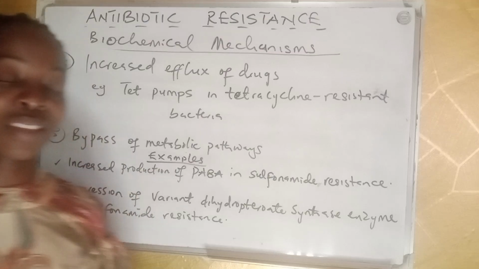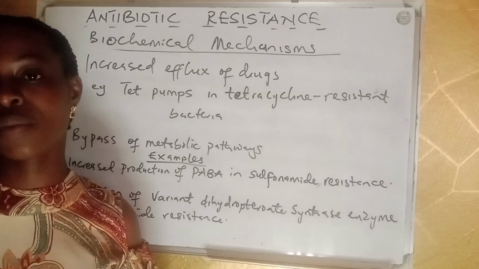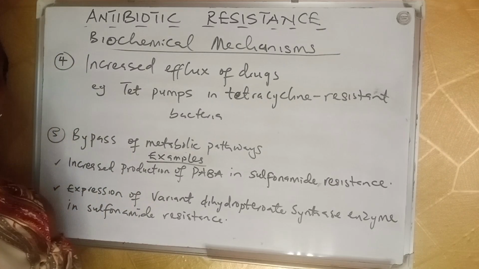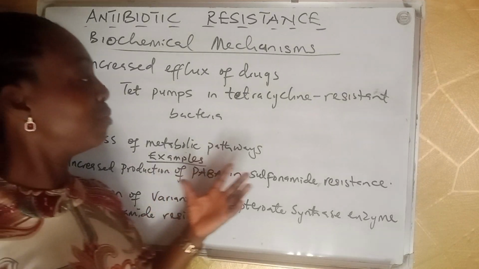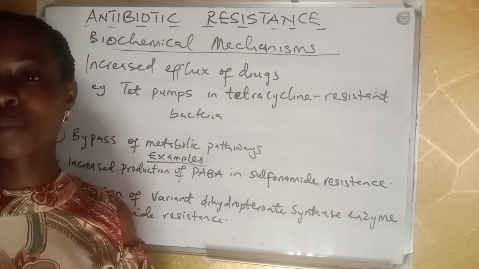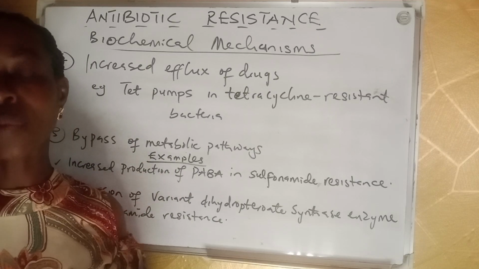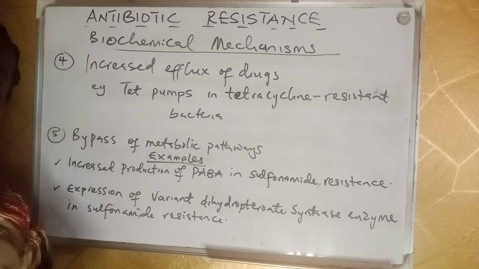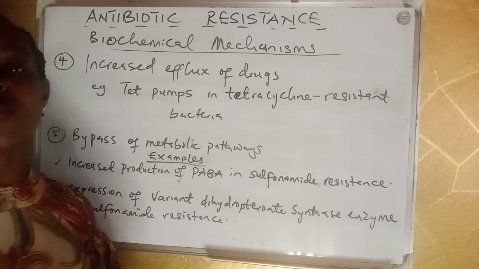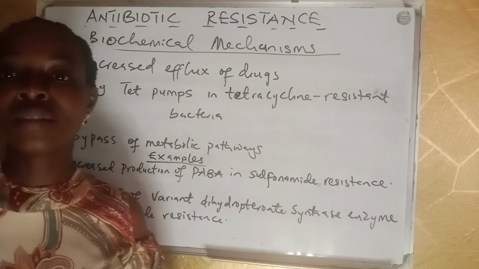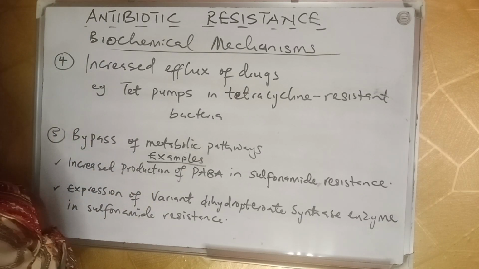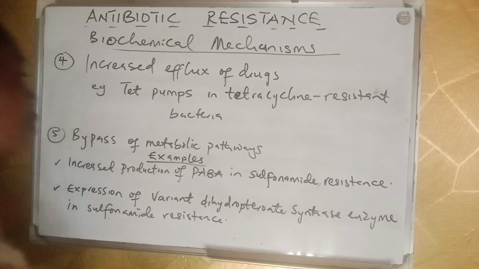An example is in tetracycline resistance. Most bacteria that resist tetracycline are able to develop pumps in their cell membrane, which are outlets through which these drugs leave almost immediately as they enter, thereby reducing the concentration within the cell and rendering them ineffective.